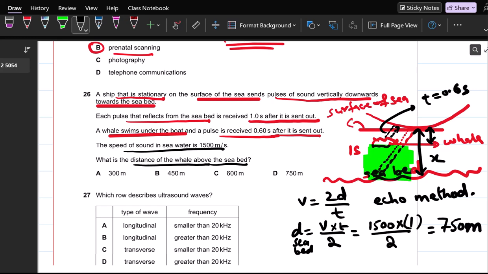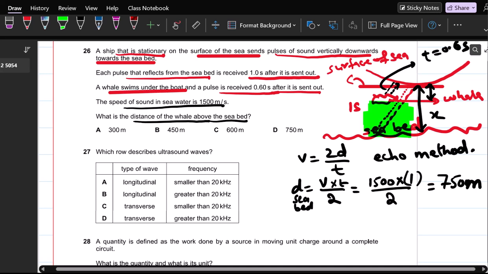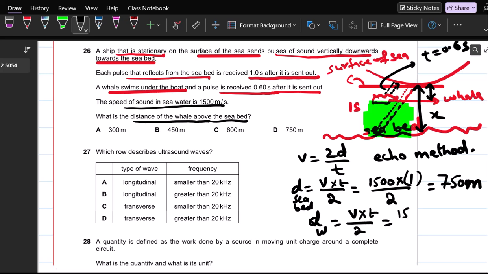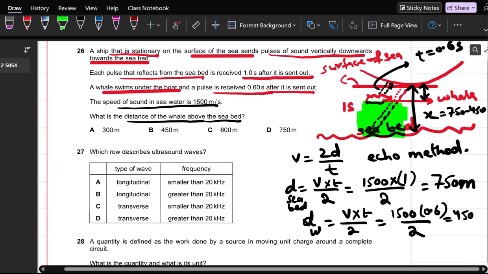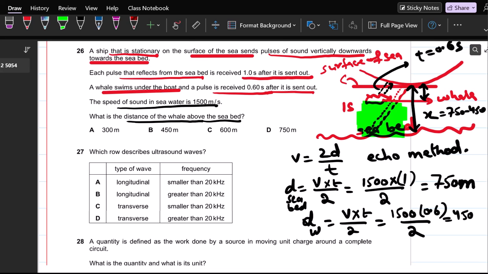it becomes 750 meter। In the same way, you find the distance for whale from the veil. So it will be V multiplied by T divided by 2, 1500, time is 0.6 divided by 2. So calculate this. 1500 multiplied by 0.6 divided by 2, it comes out 450. तो इन दोनों के दरमियान डिफरेंस कितना हुआ 750 minus 450. It will be 300, I think so. 750. Yeah, it will be 350. So 26 is A. Hope so this is clear.